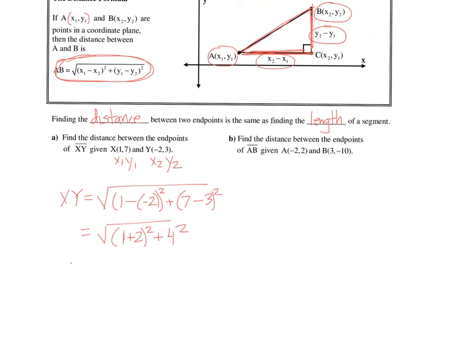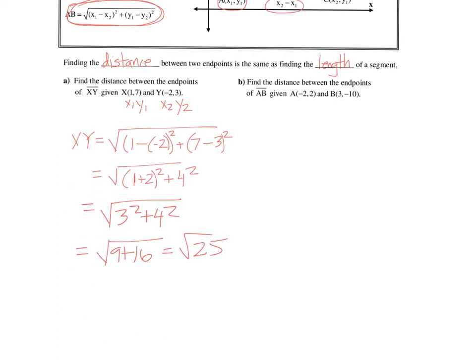Then I end up with 3 squared plus 4 squared. End up with 9 plus 16, which is the square root of 25. And the square root of 25 is 5. Okay, xy is equal to 5. Done. All right, let's do one more example. I got x1 and y1, and I have x2 and y2.